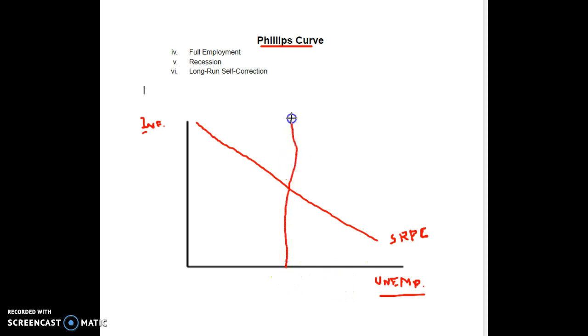Then we also have the long run Phillips curve. Ooh, that's bad. Let me redraw that for you real quick. I can't even erase it. All right. So we have our long run Phillips curve, which is just a vertical curve. Okay?